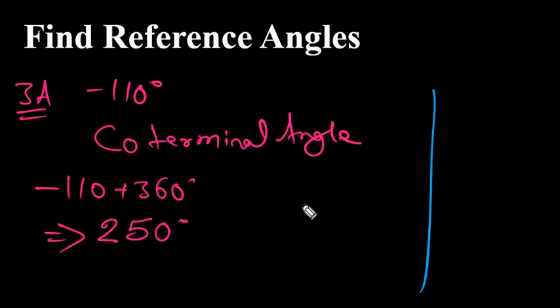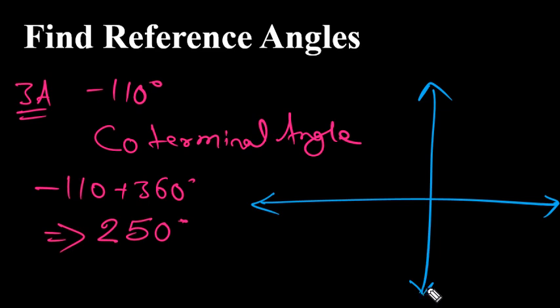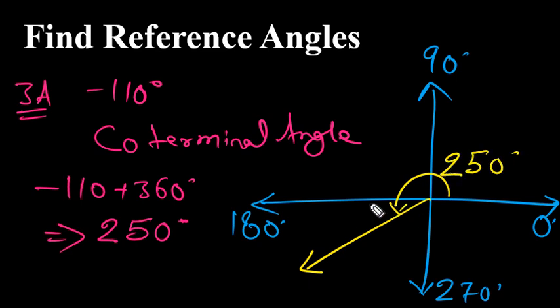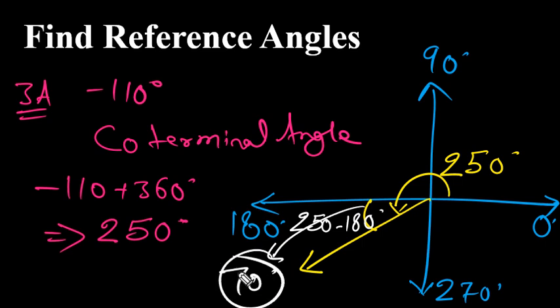Okay, so now we have to draw it. Which quadrant do you think it will be in? So this is 0, this is your 90, 180 degrees, and 270 degrees. Now I'm sure you can imagine where it will be. So this will be in quadrant 3. The angle made here is 250 degrees. So what will the reference angle be? The reference angle will be 250 minus 180, and that will give you 70 degrees. So this angle here will be 70 degrees. So the reference angle is 70 degrees, right?